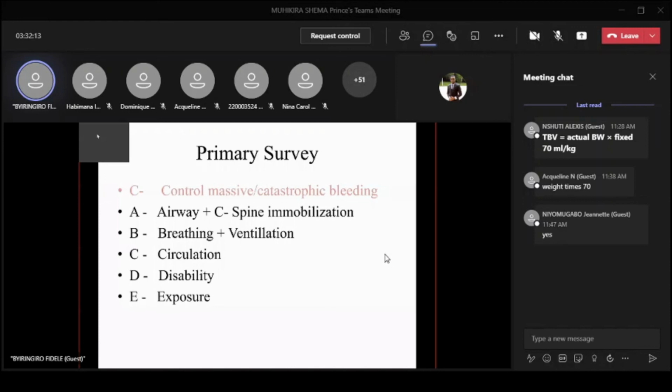That is how the colleagues killed the patient. They did not control the airway. They did not apply the C-spine to immobilize the neck. Because if you do not immobilize the neck, the patient is going to get complete paraplegia, complete tetraplegia.